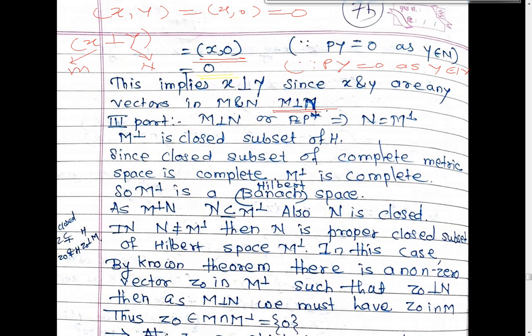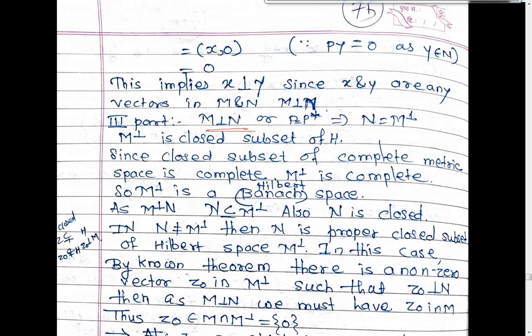Third part. In the third part, we are going to prove that if M is orthogonal to N, then P is equal to P star, then N is equal to M perpendicular. Note that M perpendicular is a closed subset of the Hilbert space H. Since a closed subset of a complete metric space is complete, M perpendicular is complete. So M perpendicular is a Banach space.